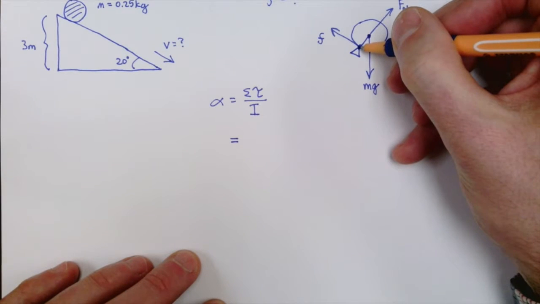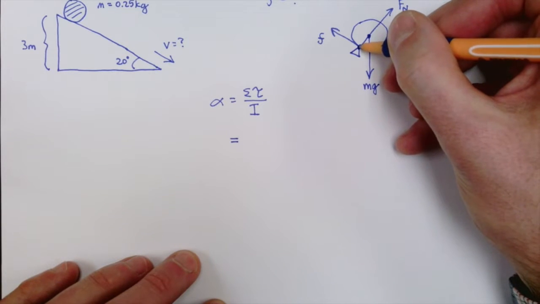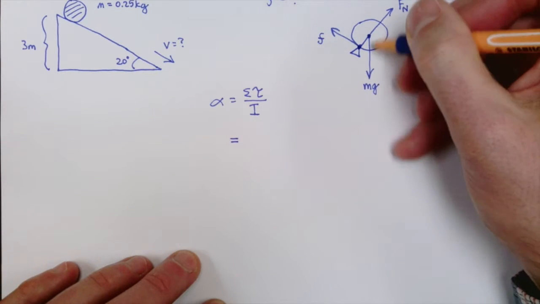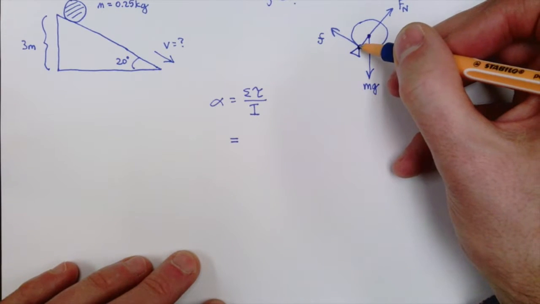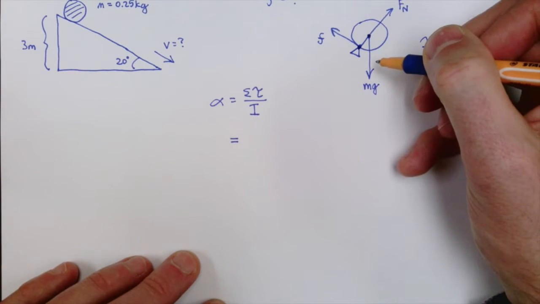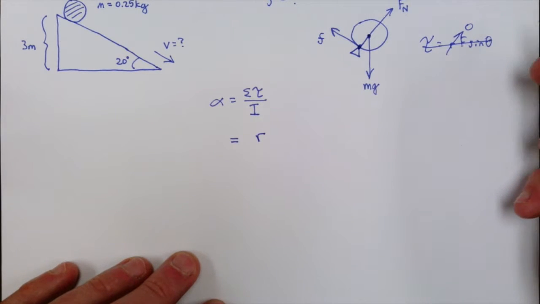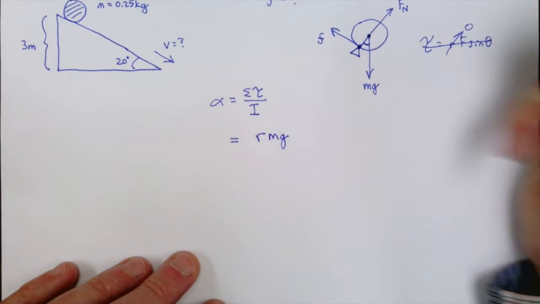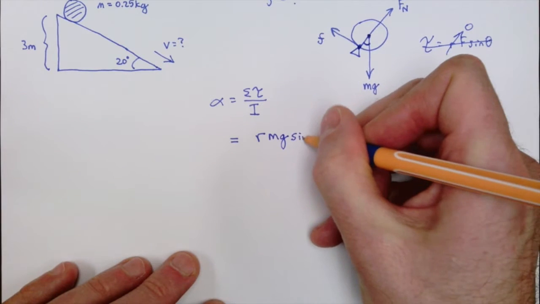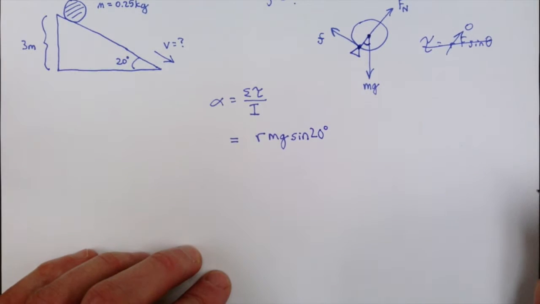Actually, neither friction nor normal force exert a torque, because they have no radius if we're using this as our axis of rotation. So the only force that's exerting a torque is the force of gravity. The distance between the axis of rotation and where the force of gravity is being applied is just the radius of the disk. The force itself, of course, is equal to mg. And there is an angle here that's not 90 degrees, so we have to take the sine of that angle. It turns out to be the same as the angle of the ramp.